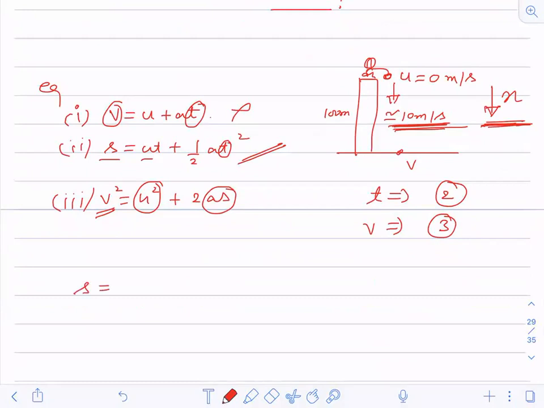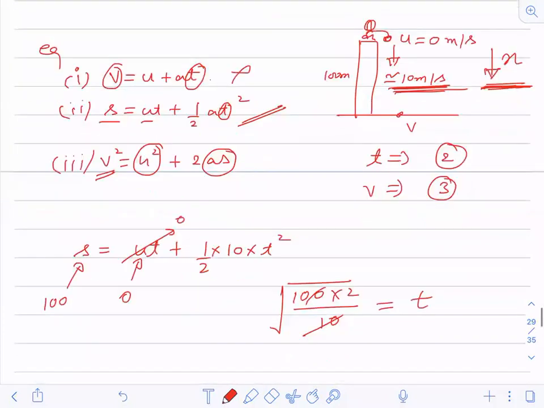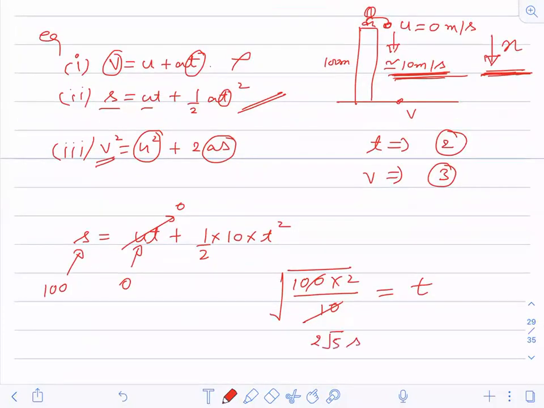So S will be UT plus half into 10 into T square. This value is 100. This value is 0, so this becomes 0. So T is the root of 100 into 2 divided by 10, which is root 20. This is the time: 2 root 5 seconds is the time now.